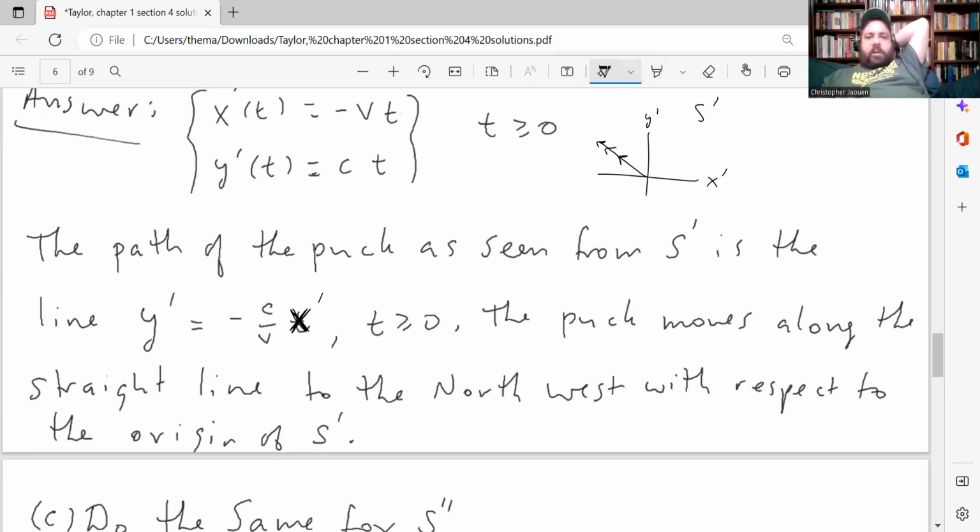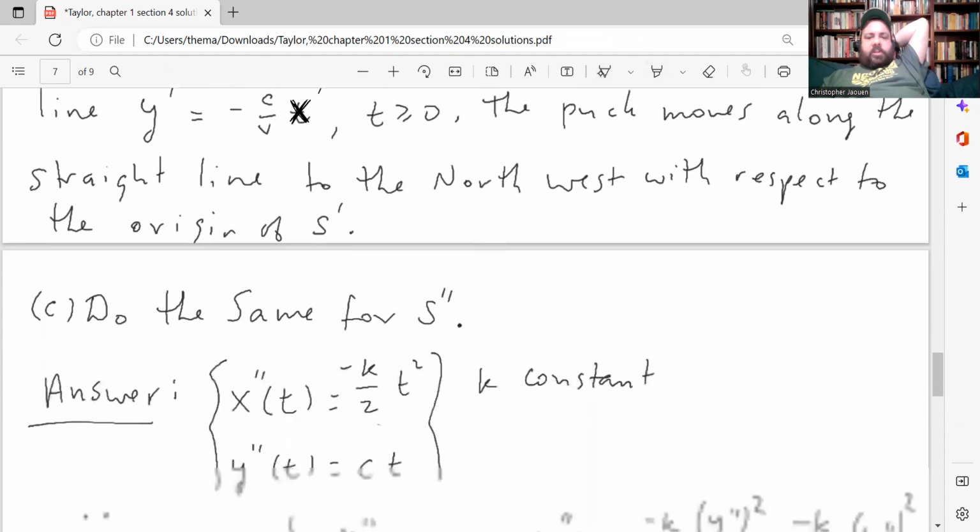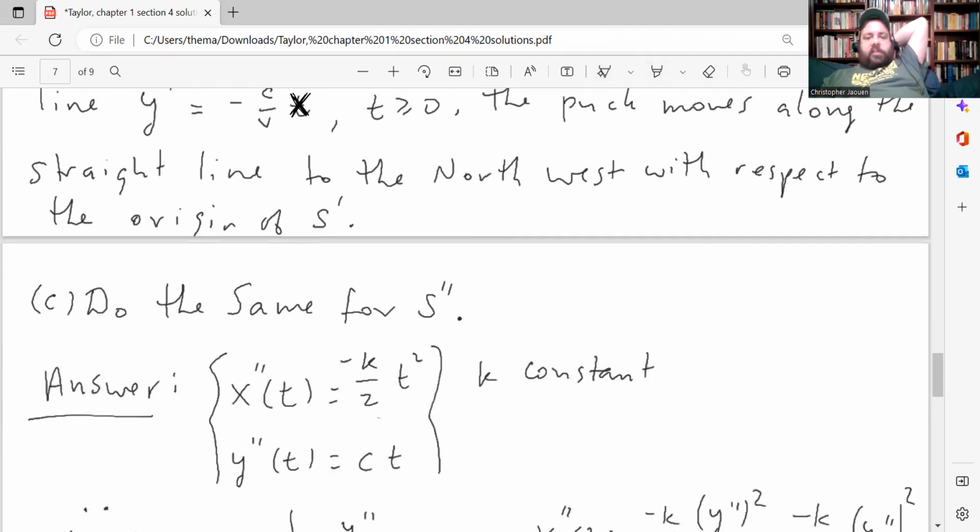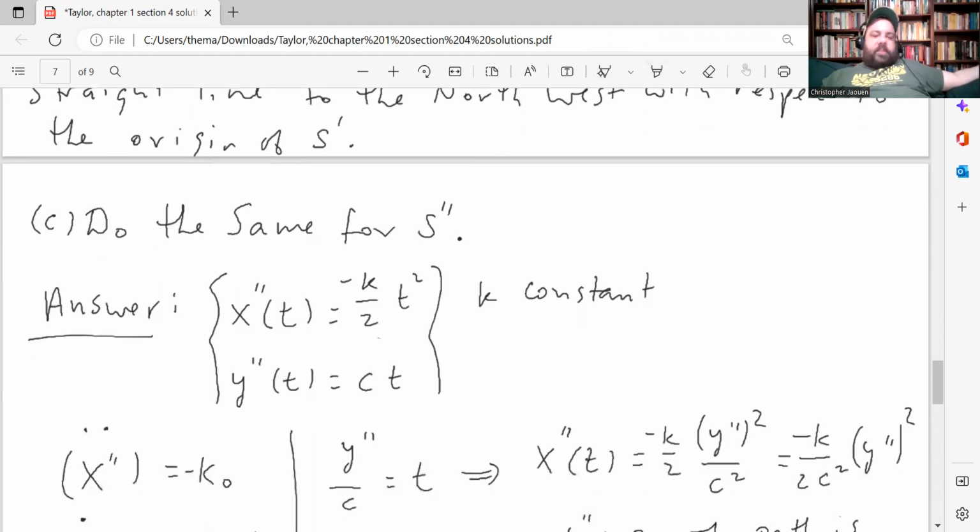And then for the next part, part C, they want us to do the same thing, but for the reference frame S double prime. Here again, y double prime is the same thing. The puck is still moving north with constant velocity c, so the y coordinate is given by c times t, but the reference frame x double prime is being accelerated at a constant rate going to the east.